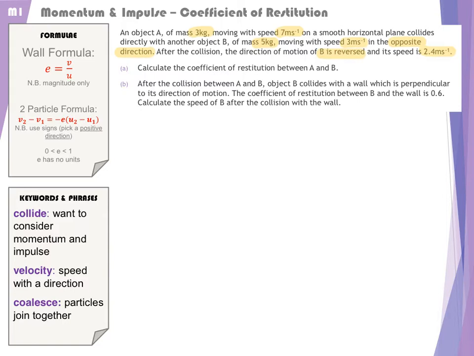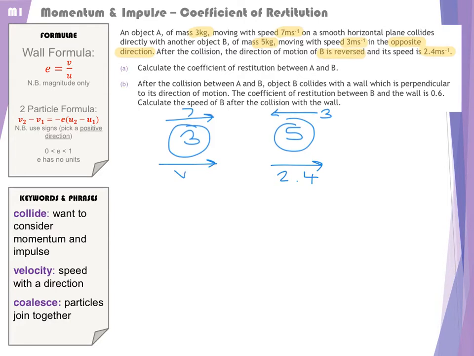Okay, so this time we're calculating the coefficient, so we'll have a look at our sketch first. So we've got a 3 kilogram and a 5 kilogram particle. The 3 is moving with 7 and the 5 is moving by 3, and remembering that we know that it was in that opposite direction. And then the direction of B is reversed, so B is now going to be going this way with a speed of 2.4, and we don't know the velocity of this one. I'm going to guess that it's in the right hand direction, but we can always find that out later if required. I'm going to pick this way as positive.